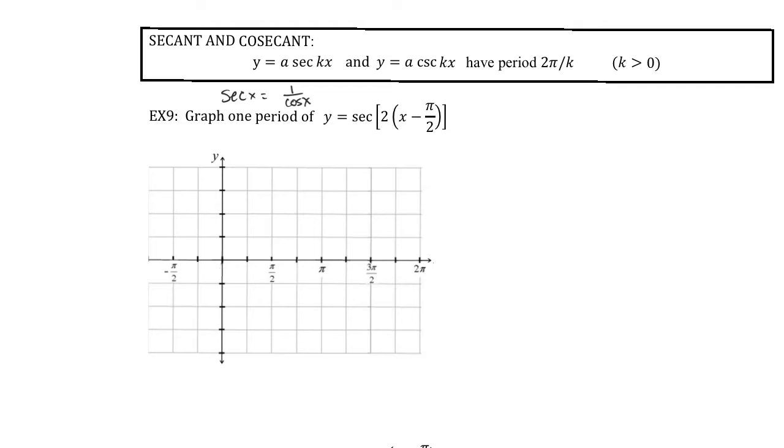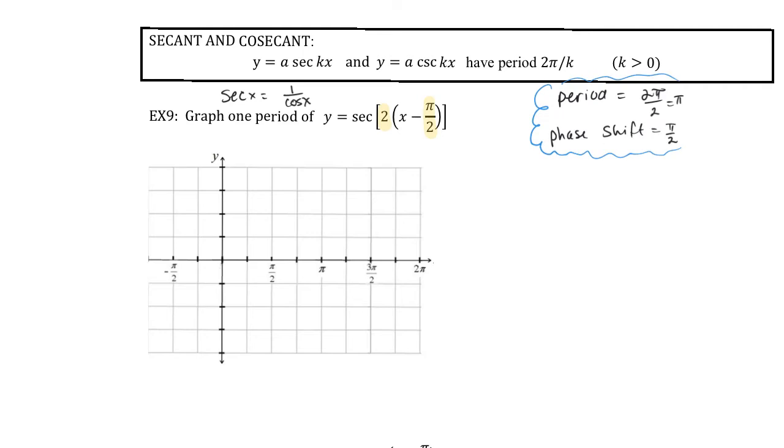Okay, when I look at this, I have this 2 here, and that affects the period. The period of cosine is 2 pi, so we take 2 pi and divide by that 2, so the period is pi. And then this pi over 2 tells me the phase shift, and that is pi over 2. So my original cosine graph would just get shifted to the right pi over 2 units.